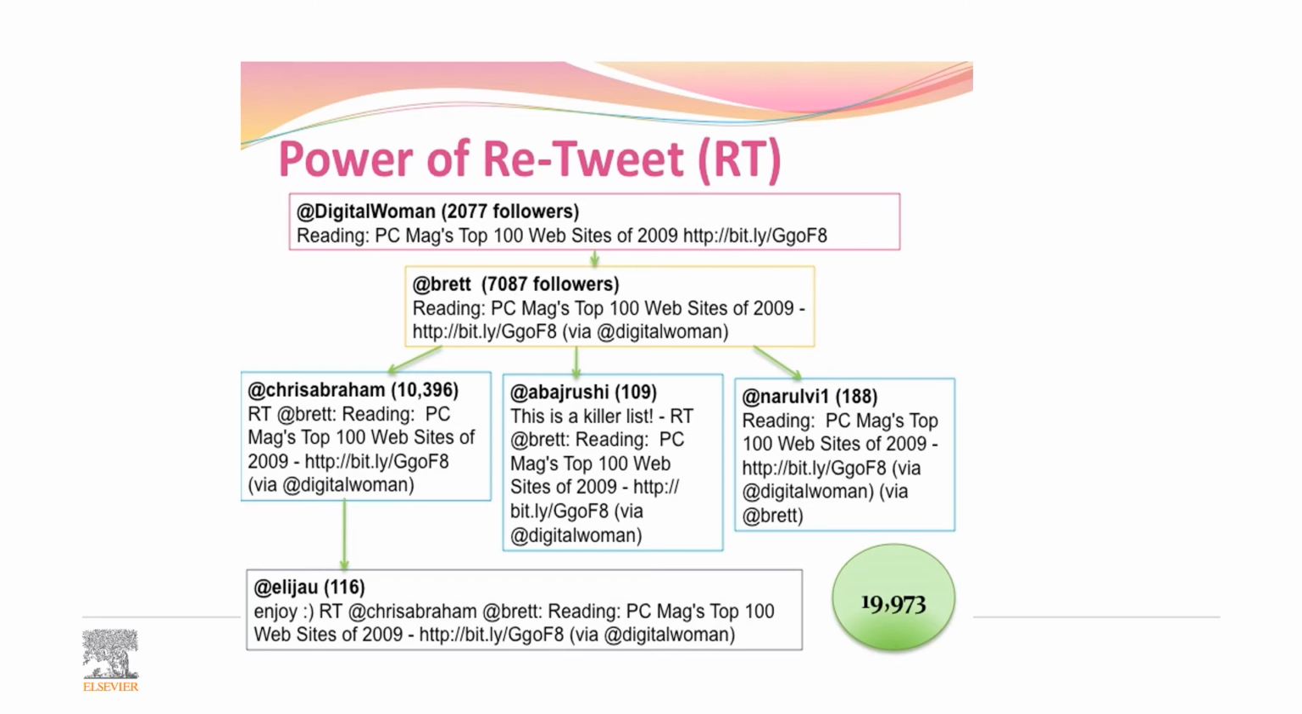The potential number of people who could have read this tweet is nearly 20,000. Of course, not all of them will read it, but imagine if, say, 10% of them read it. That's quite a large number. That's at least a couple of thousand people. And if even only 10% of them actually follow the link and go to read the article or download it, then at least you've got a few hundred people accessing the content.